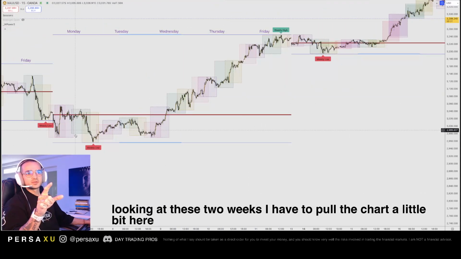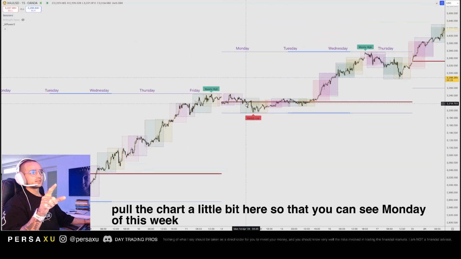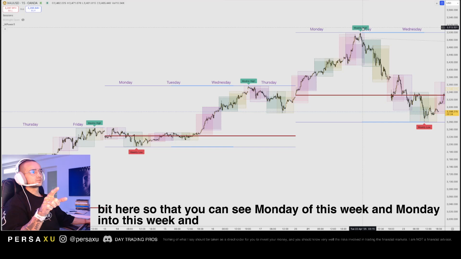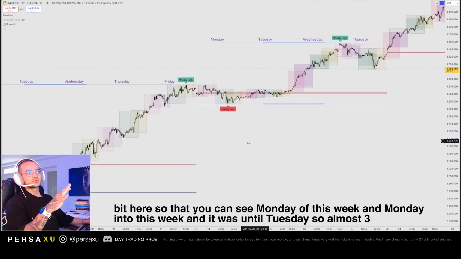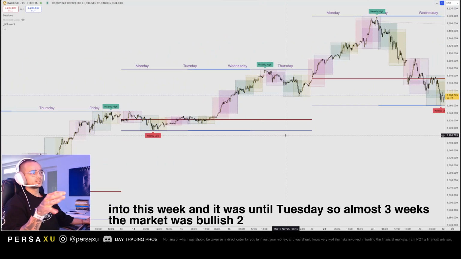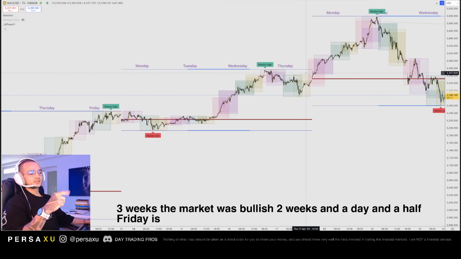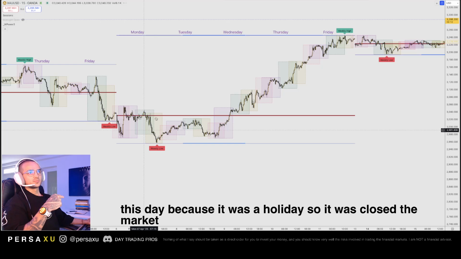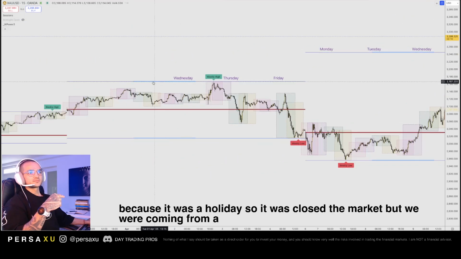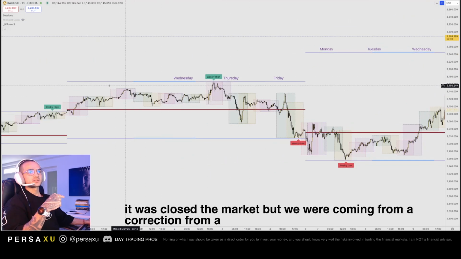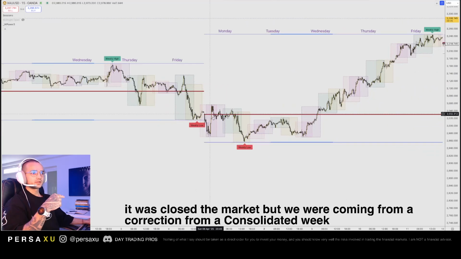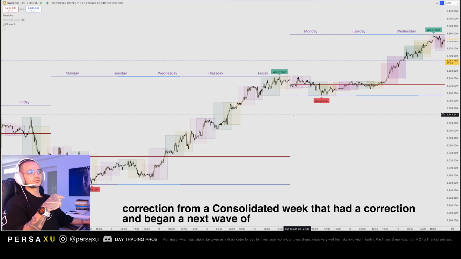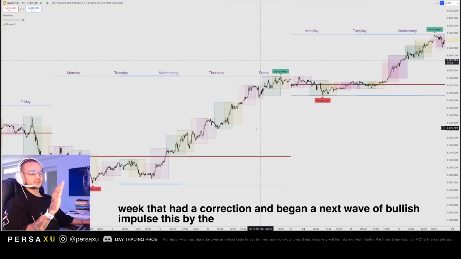so that you could see Monday of this week and Monday into this week, and it was until Tuesday. So almost 3 weeks the market was bullish. 2 weeks and a day and a half. Friday is missing in this day because it was a holiday, so the market was closed. But we were coming from a correction, from a consolidated week that had a correction and began a next wave of bullish impulse. This, by the way, is a 15-minute time frame.